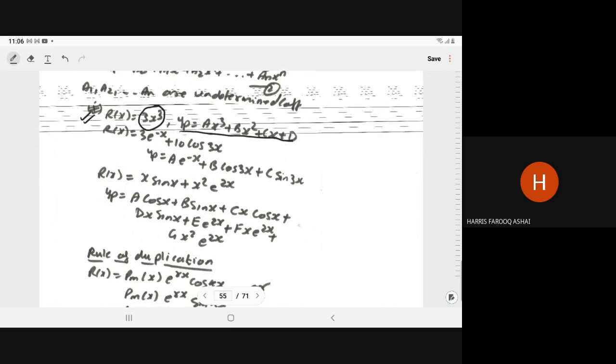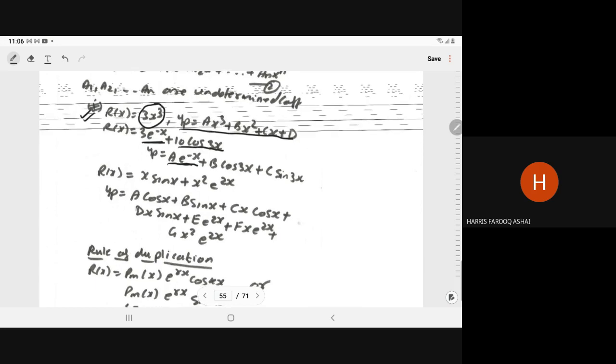Sometimes R(x) can be a mixture of exponential, polynomial, and trigonometric. Now these are not available in books, so please listen carefully and note down carefully. So R(x) is equal to 3 e to power minus x plus 10 cos 3x. Corresponding to 3 e to power minus x, we take yp as A e to power minus x, and corresponding to cos 3x, we take yp as B cos 3x plus C sin 3x, where A, B, C are undetermined coefficients.